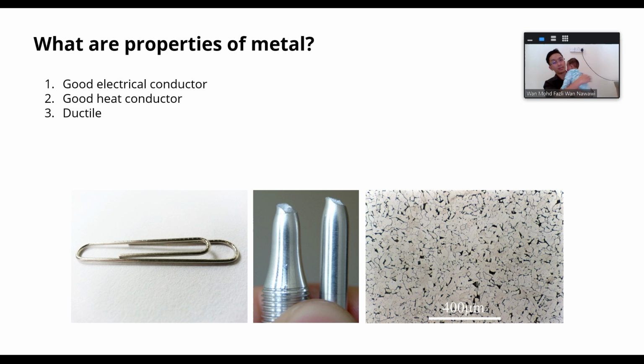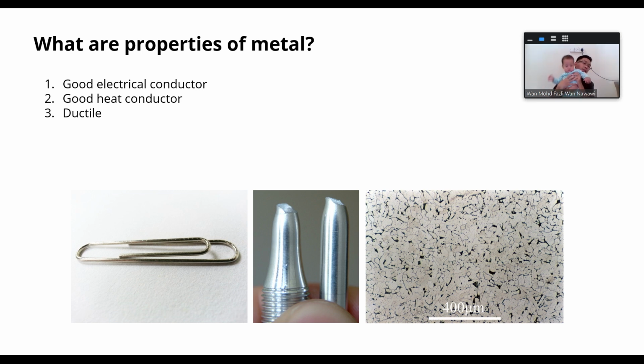For example, you can see the paper clip there. You can bend the paper clip many times without it breaking. If this paper clip were made from wood, it would snap. But this paper clip is made from metal, and one of the properties of metal is ductility.